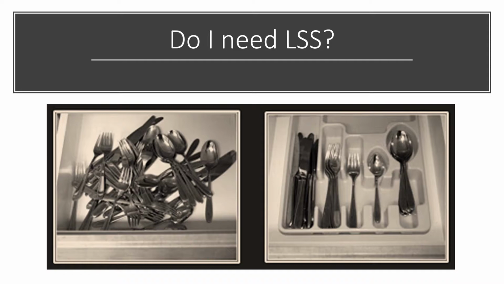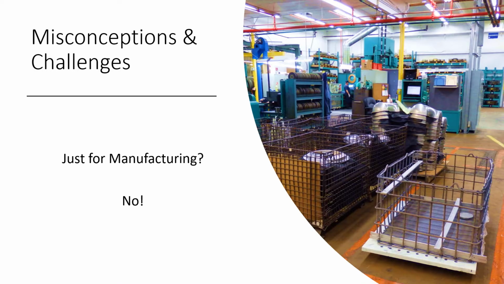Everyone's familiar with these types of drawers. We all have some version of what looks like the picture on the right. Hopefully fewer of us have something that looks like the picture on the left. But those organizational cubby things that we all have for our silverware drawers, that's a form of Lean Six Sigma. It's putting things in their place. It's creating a spot for things.